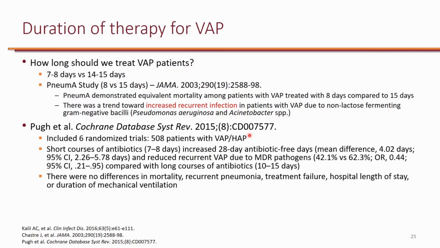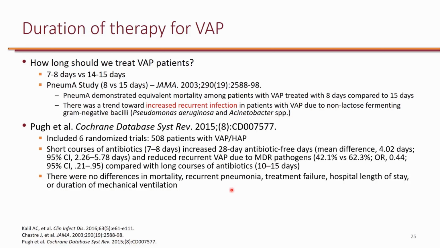Now, things started to heat up when a Cochrane review in 2015 compared short-term therapy to long-term therapy in patients with HAP and VAP, and found that in a group of patients who actually got a short course of antibiotics, let's say 7 or 8 days, there were actually increased 28-day antibiotic-free days and reduced recurrent VAP due to multi-drug resistant pathogens. In other words, patients who had longer duration of therapy actually had more multi-drug resistant pathogens.